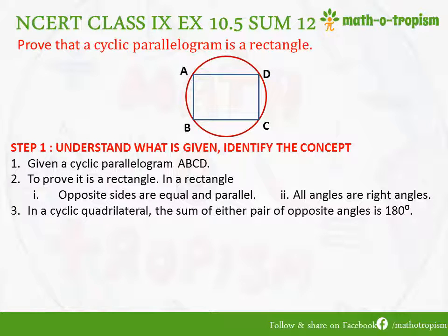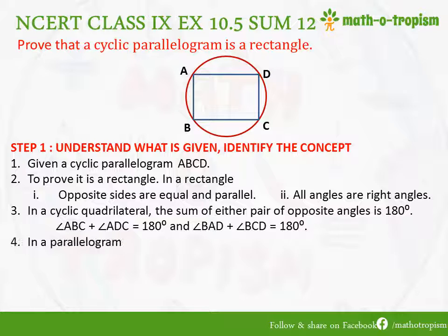And then in a cyclic quadrilateral, we know that the sum of the opposite pair of angles is 180 degrees, which means angle ABC plus angle ADC will be equal to 180 degrees. And also angle BAD plus angle BCD will also be equal to 180 degrees. So this is with respect to the cyclic quadrilateral.